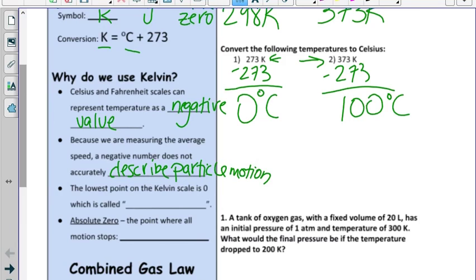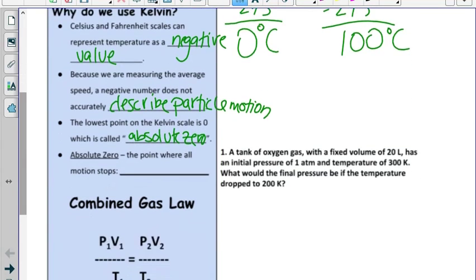All right, so the lowest point on the Kelvin scale is 0, which is called what? Called absolute 0. All right, and absolute 0 is the point where all motion stops. So that's 0 K. Well, exactly how cold is that in Celsius? Well, 0 Kelvin is negative 273 degrees Celsius. What about Fahrenheit, which is what you're used to? Well, in Fahrenheit, it's negative 460 degrees Fahrenheit. It's pretty cold.